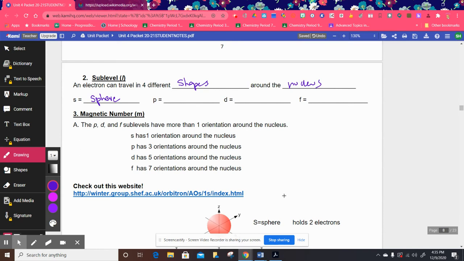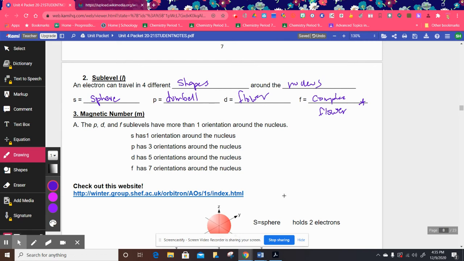The P sublevel is a dumbbell shape or a propeller if you choose. D has a flower shape. And F is a complex flower. So each of these has a unique shape. These you need to memorize. You have to know the shapes of the sublevels.